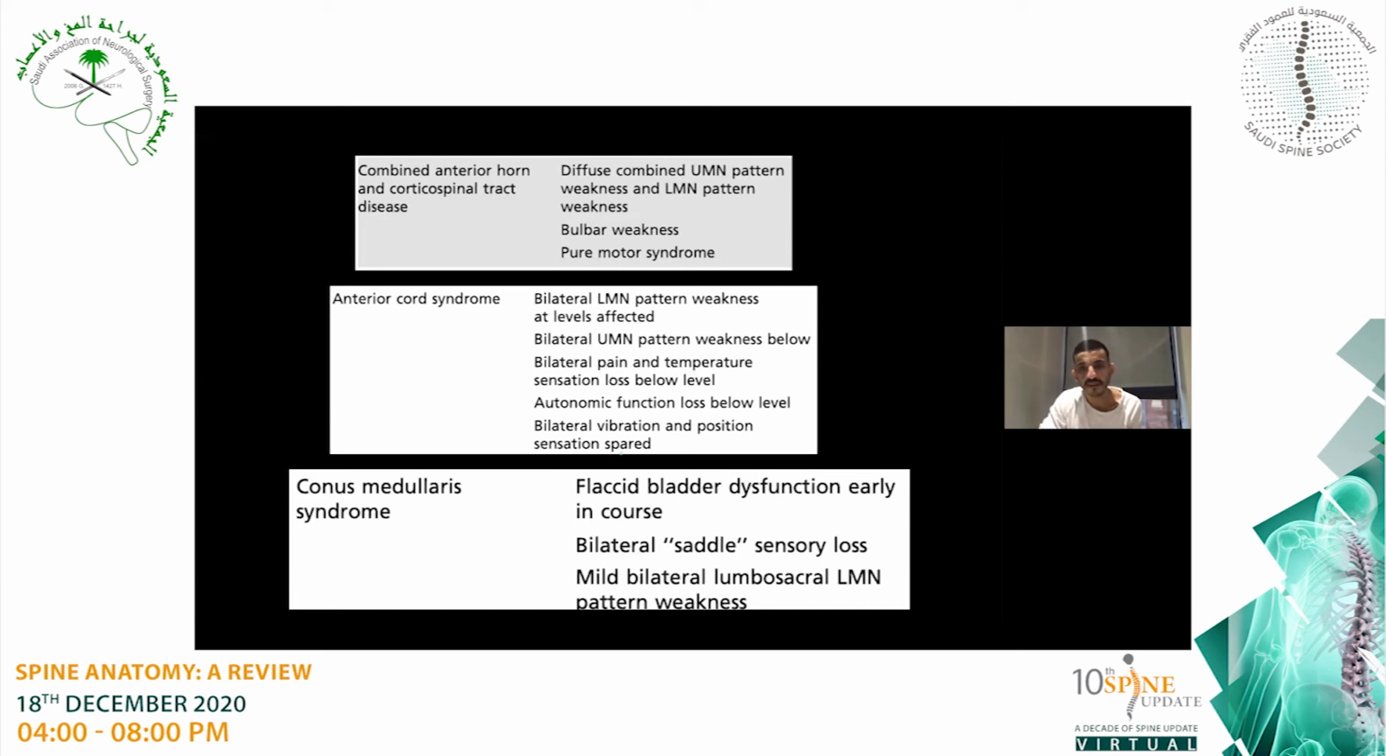Conus medullaris syndrome will give you flaccid bladder dysfunction, because we said the bladder function is mainly parasympathetic, which is S2 to S4. And saddle anesthesia, because we said the more distal sacral fibers are located there.